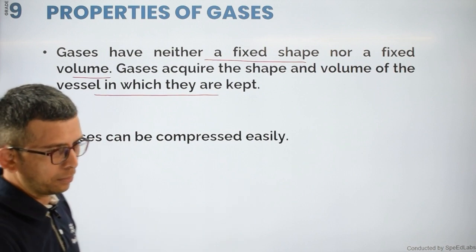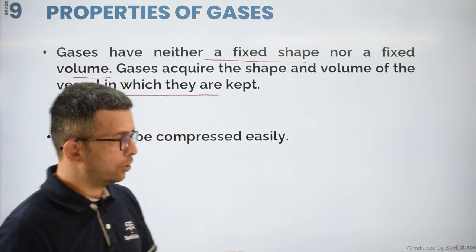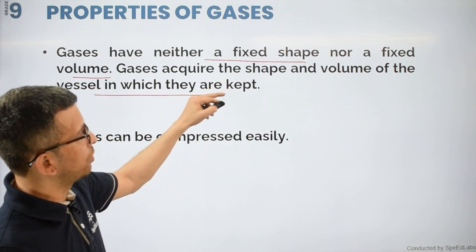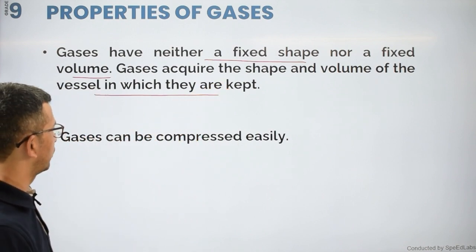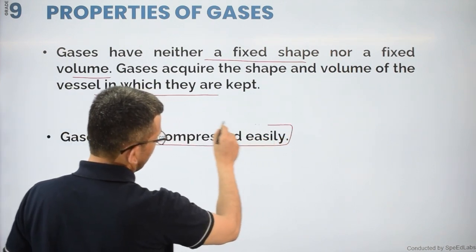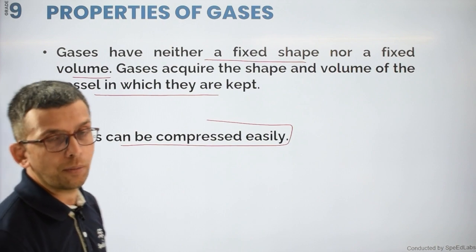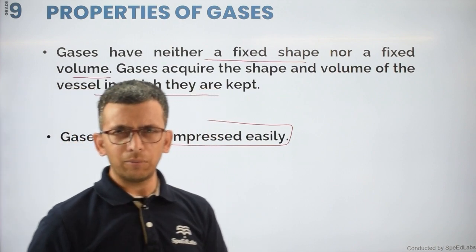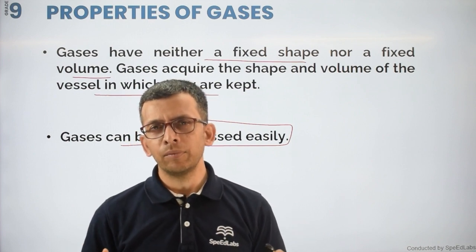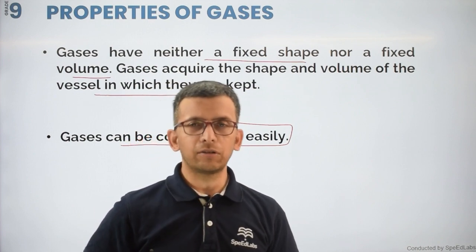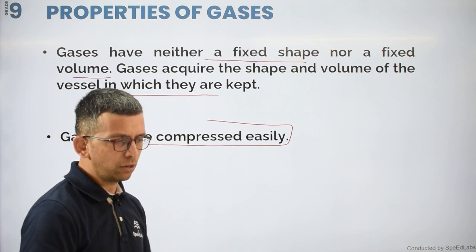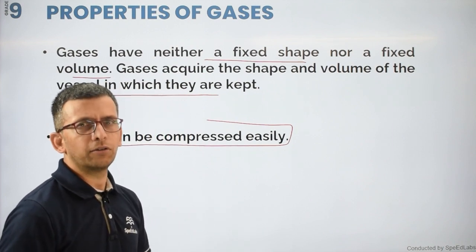For example, if I fill a gas in a balloon, it is going to take the shape of the balloon. So gases have no fixed shape and no fixed volume. Gases can be compressed very easily. This is another important property of gases, because the intermolecular space between the gas molecules is extremely high. If intermolecular spaces are extremely high, we can compress them so nicely. So it's all about the intermolecular space.